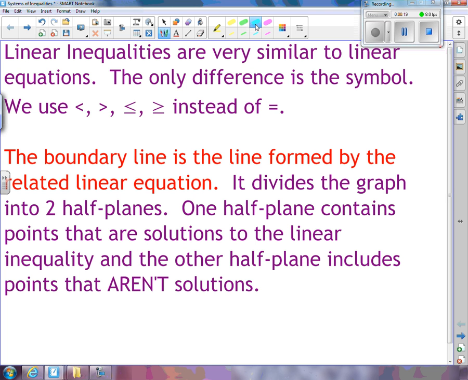I'll pick aqua. So here, if you're going to be using either a less than, a greater than, a less than or equal to, or a greater than or equal to sign instead of an equal sign, the first part of the process is still the same. The boundary line is just the line that's formed by the linear equation. It divides the graph into two parts. One part is going to have all your solutions, and the other part will have everything that is not a solution, or every point that makes your inequality not true.